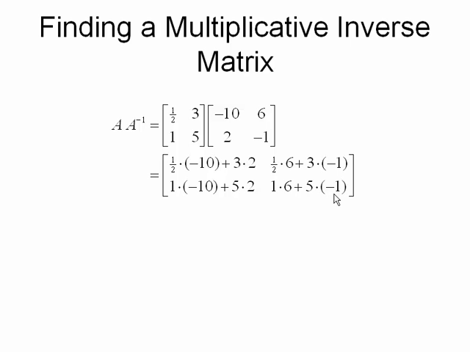If I go ahead and simplify, I'll see that I do get out the 2 by 2 identity matrix, as I'm supposed to. And if I were to switch it around, it would work perfectly well. If I took the inverse times A, I would also get what I needed, the I matrix.